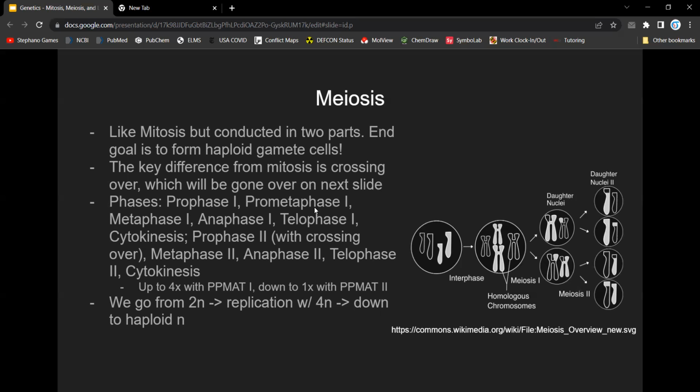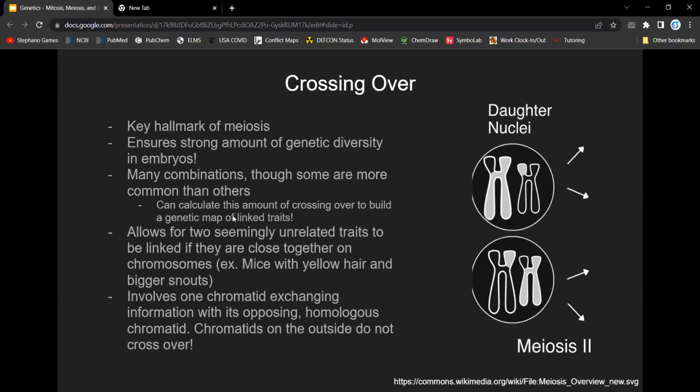But in general, a good way to memorize this is the first phase of meiosis, meiosis 1, is going to look a lot like mitosis. And then meiosis 2 is going to take you from two daughter cells down to haploid. As part of meiosis 2, there's also an aspect called crossing over.